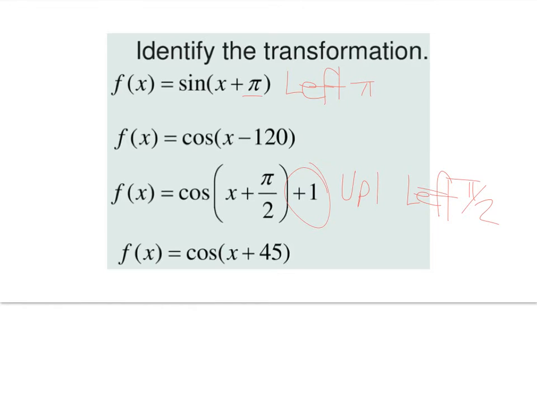How about this second one? Cosine of x minus 120. So we go to the right. Yeah, that's right. It goes to the right.